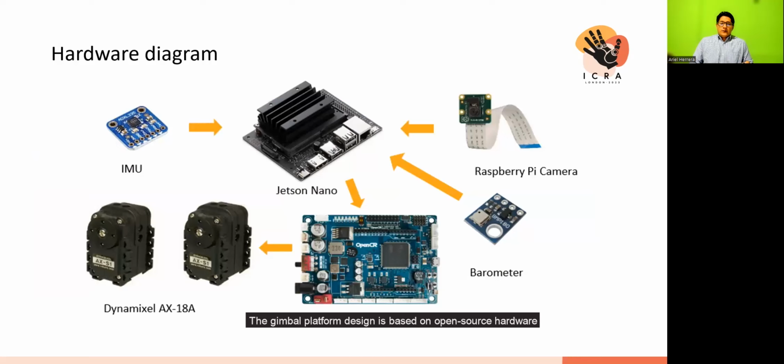The gimbal platform design is based on open-source hardware. The main processing unit is a Jetson Nano, connected to IMU, camera, and barometer sensors. Furthermore, an OpenCR driver controls two servo motors to compensate for roll and pitch angle accordingly.